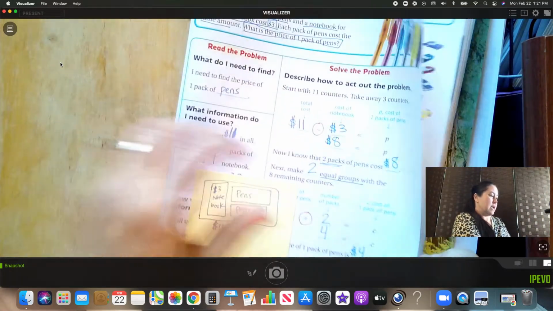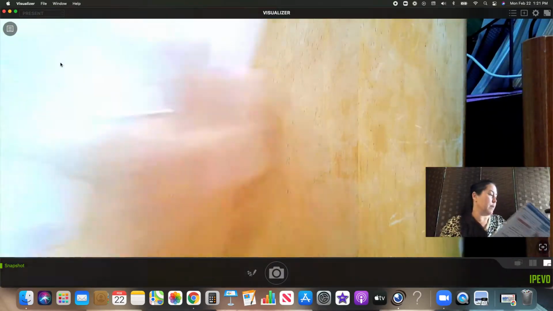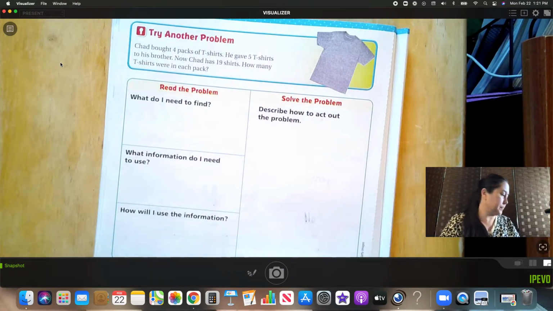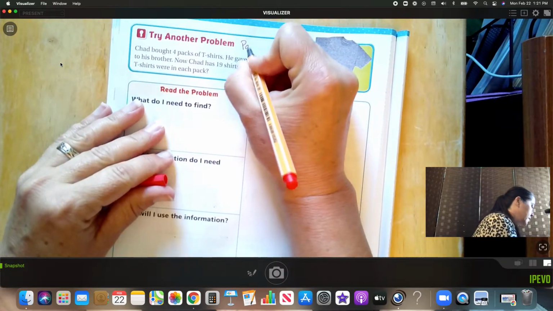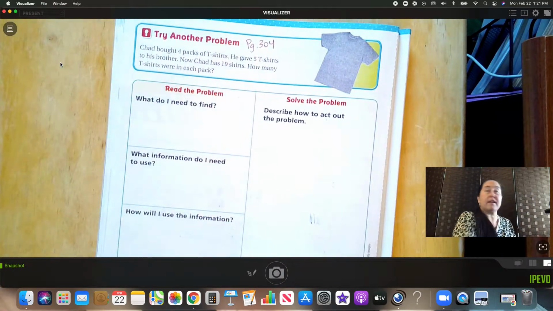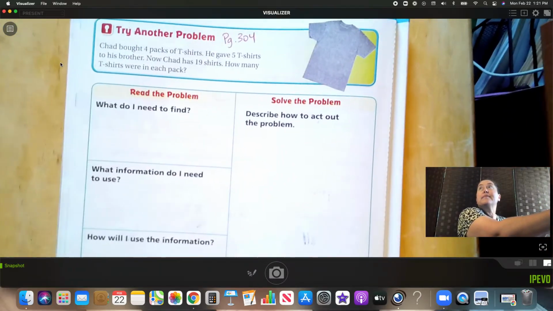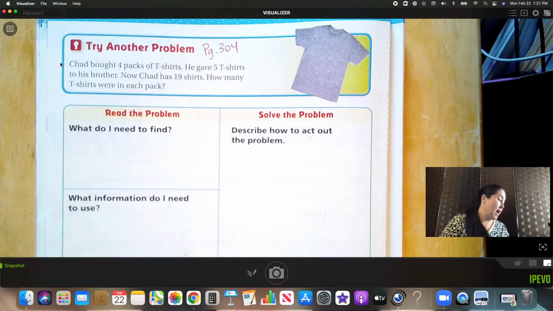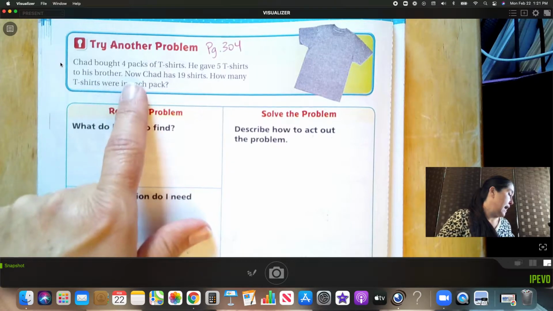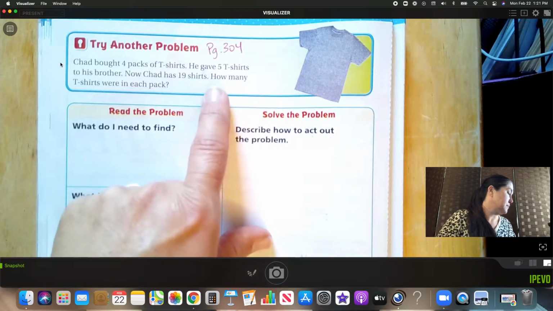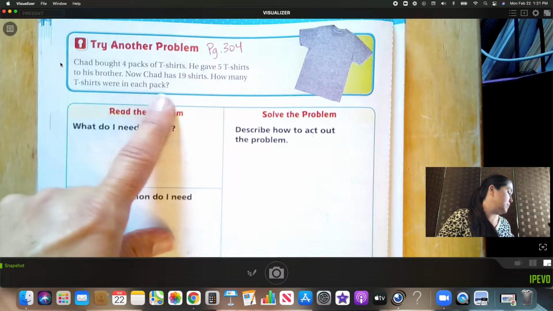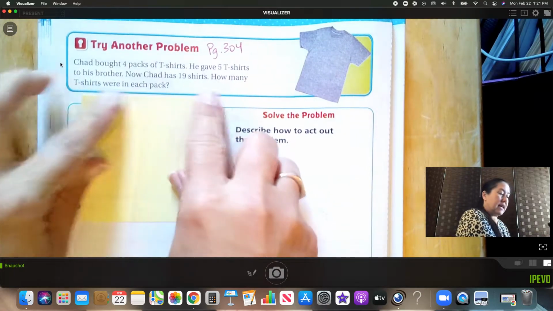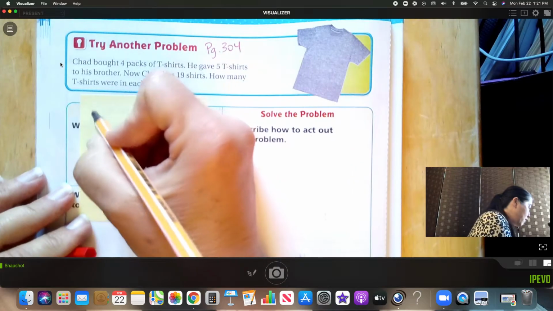All right, let's turn the page and let's go to page 304. Are you ready for page 304? Here we go. We're going to try another problem about Chad. Now, Chad bought 4 packs of shirts. He gave 5 shirts to his brother. Now Chad has 19 shirts. How many t-shirts were in each pack? Okay, so let's see. I'm going to draw another little sketch because the sketch really helps at the beginning. So he bought 4 packs of shirts.